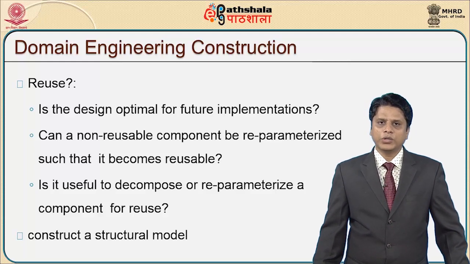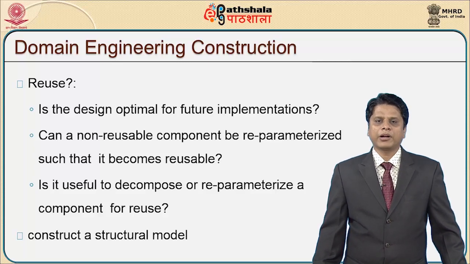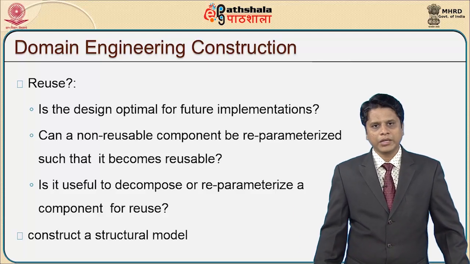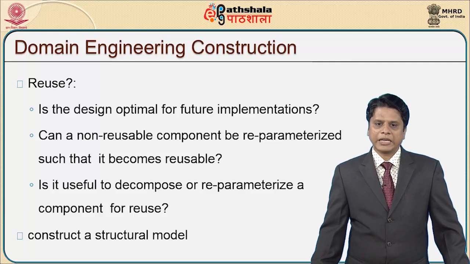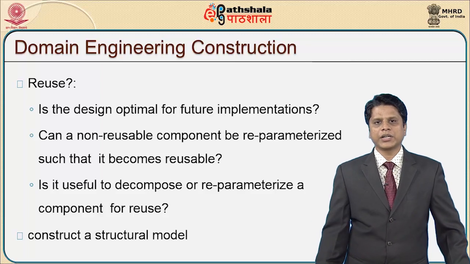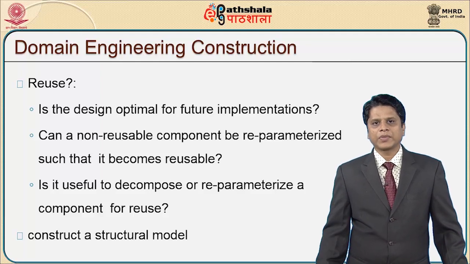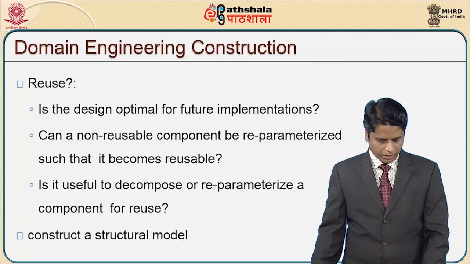Anything that you tend to see as a component that is not reusable, can it be reparameterized so that it can be reused at later instances for the same software that we are about to use, such that it becomes reusable? It is useful to decompose or reparameterize a component for reuse. Most of the time, if the attributes or the parameters associated with any specific method or object can be redefined or reparameterized, it can be reused later on. So we can construct a structural model.